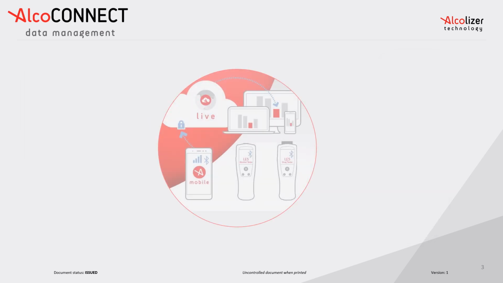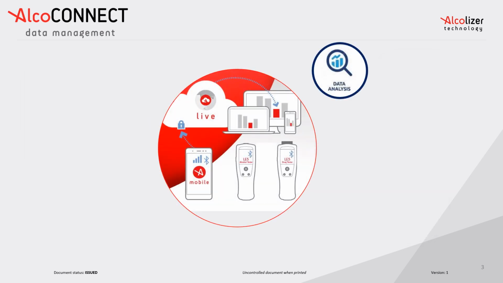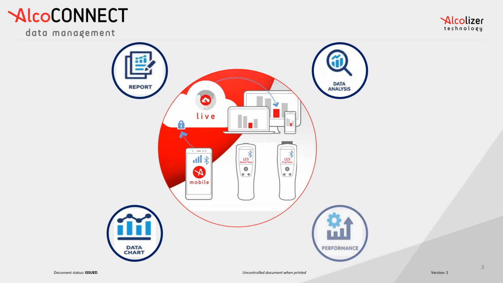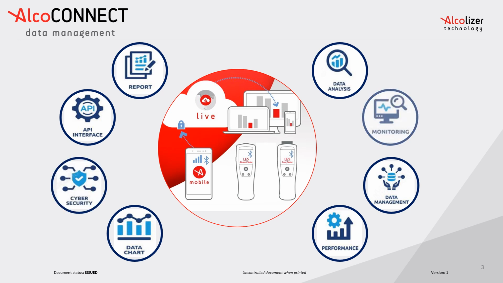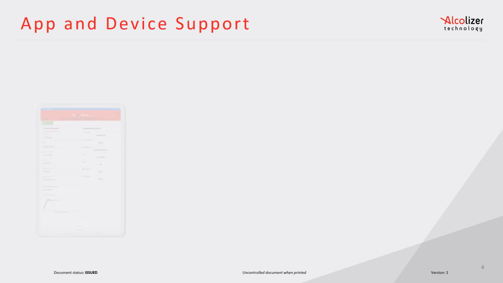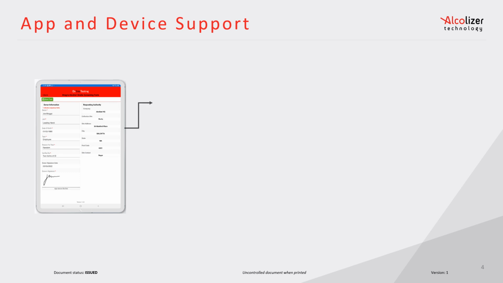The on-site testing app is essential for syncing test results to our secure data management system, Alco Connect Live. The platform is used by thousands of customers around the world, with millions of test results received and managed every year. The on-site testing app has two modes of operation: full test and quick test.